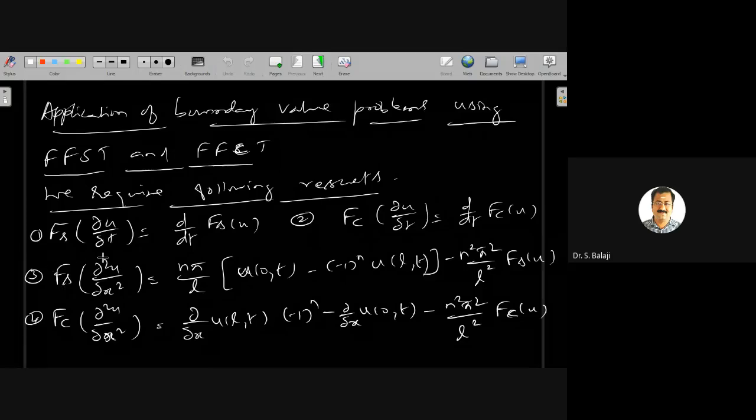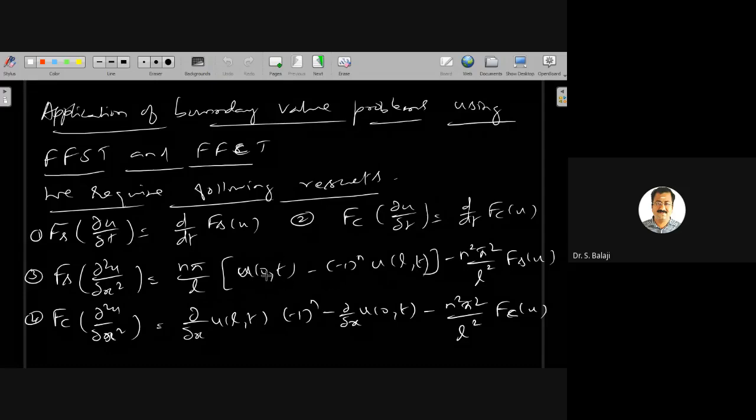Then you have on the right hand side this function, dou square u by dou x square. For that we need finite Fourier sine transform. Finite Fourier sine transform of dou square u by dou x square equals n pi by L. That will be a common element. N pi by L is common for u of 0, t and u of L, t.